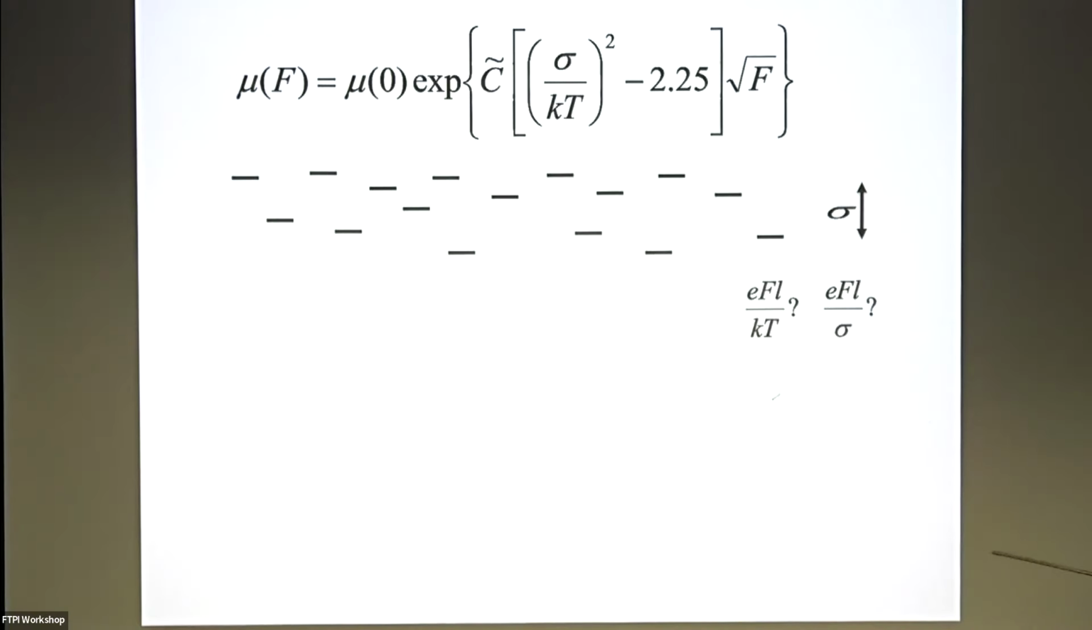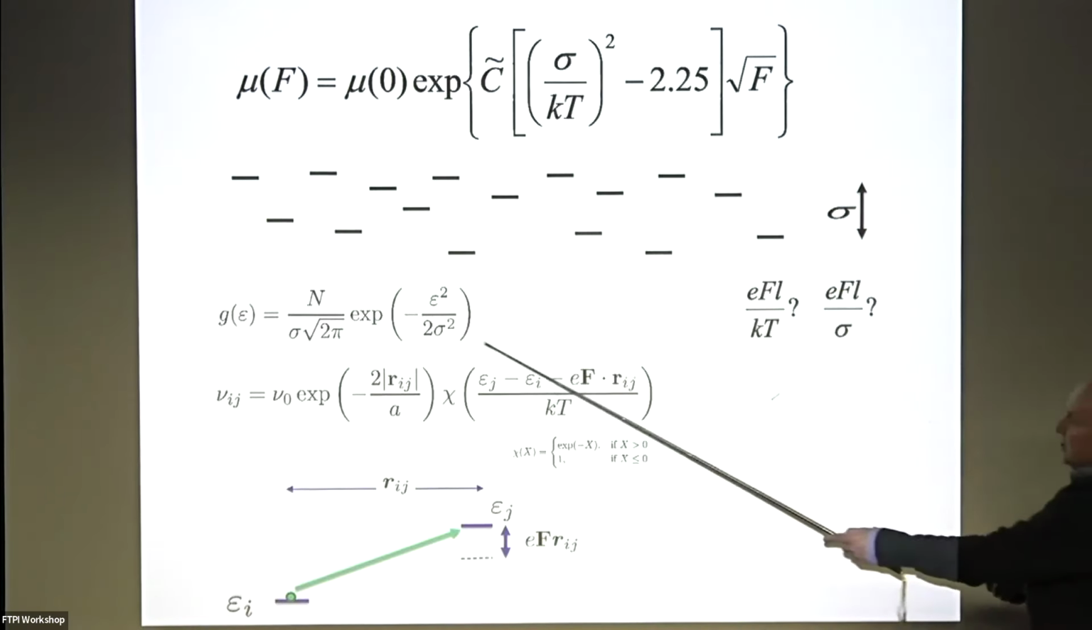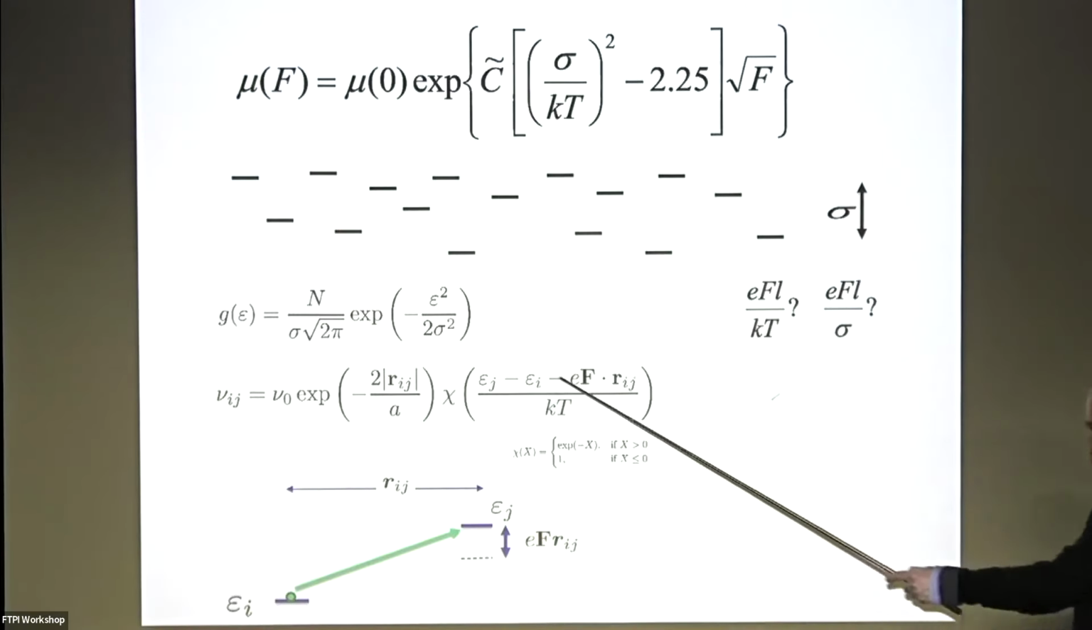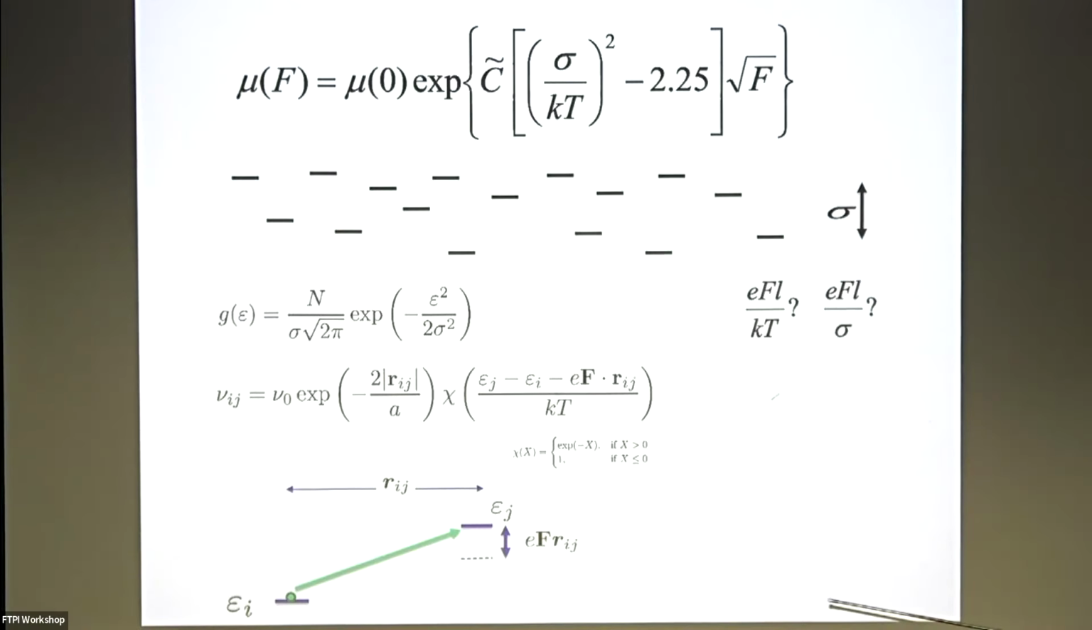And there is only one way to make field dimensionless. You just build the product, charge times field times some length, and you divide it by some characteristic energy in the system. You see, there are just two candidates for this energy: the spread of the distribution of localized states, and kT. The question is what to take for L.